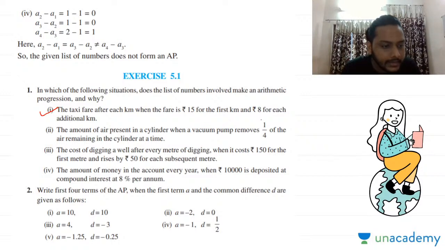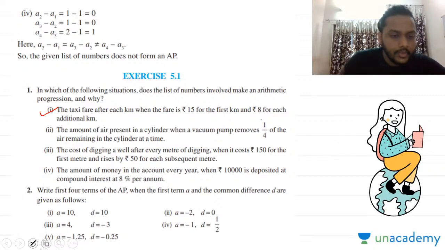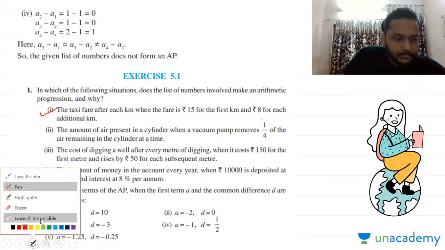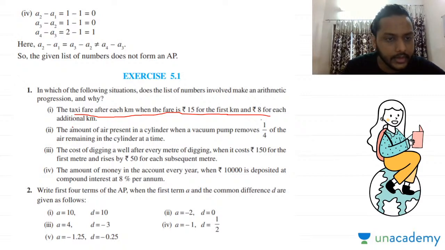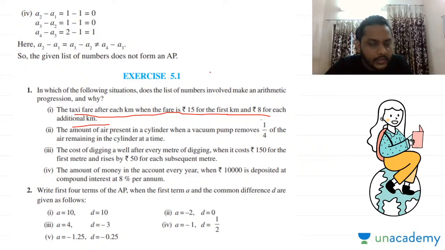Come on, do it, guys. Didn't get it. Okay, I'm gonna tell you. Don't worry. Now let's talk about it. So I have the taxi fare after each kilometer when the fare is rupees 15 for the first kilometer and rupees 8 for the additional kilometer. For the first kilometer fare is what? For the first kilometer fare is rupees 15. Okay.